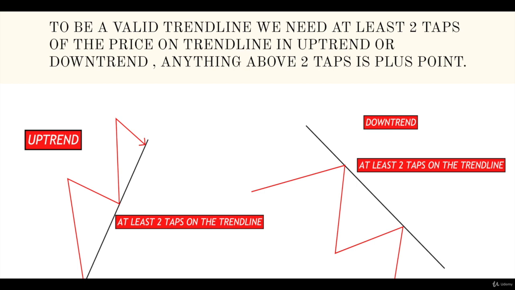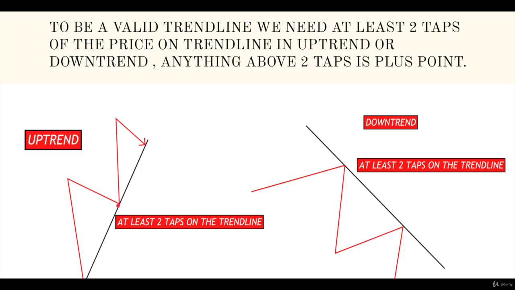Now what are the prerequisites of drawing a trend line? For a proper valid trend line, we need at least 2 taps of the price on the trend line, in an uptrend or downtrend, it doesn't matter. And anything above 2 taps is a plus point. As you can see in the example below, we have 2 taps on the trend line. Here is tap number 1, here is tap number 2. So we need 2 taps for a trend line to be valid.